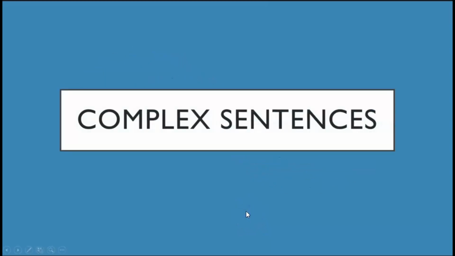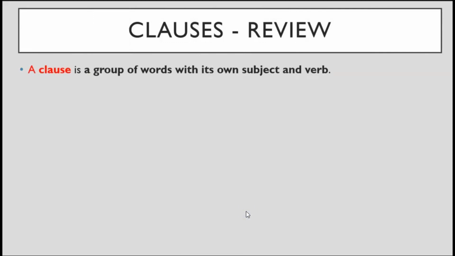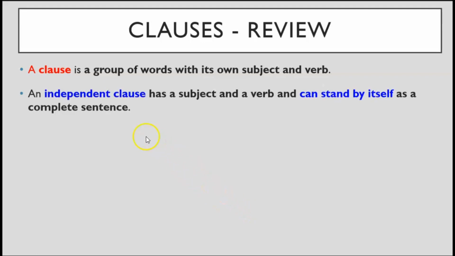Okay, so this lesson is on complex sentences, and it's our second lesson on clauses. So just a quick review. A clause is any group of words with its own subject and verb. So we've looked at independent clauses, which has a subject and a verb, and it can stand by itself as a complete sentence because it's a complete thought.